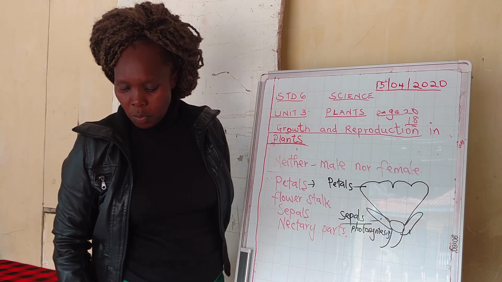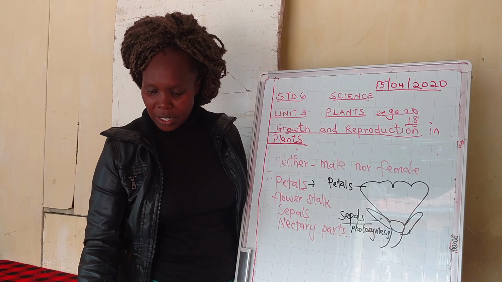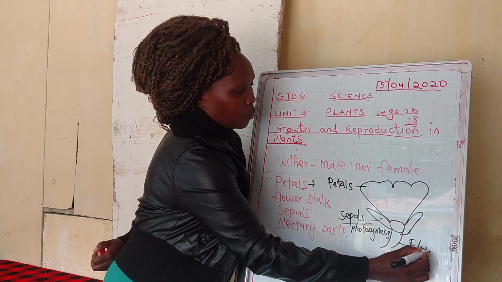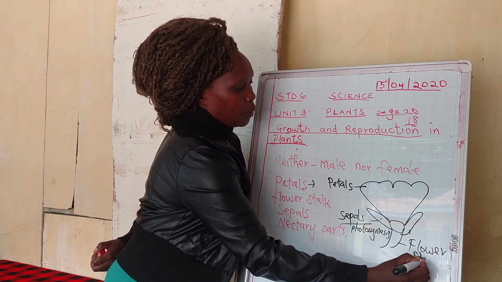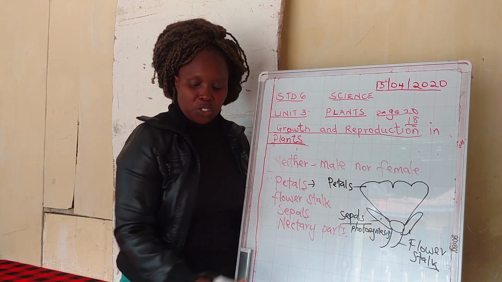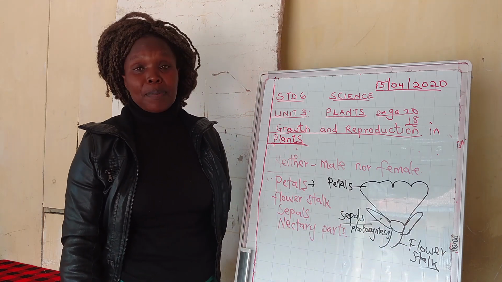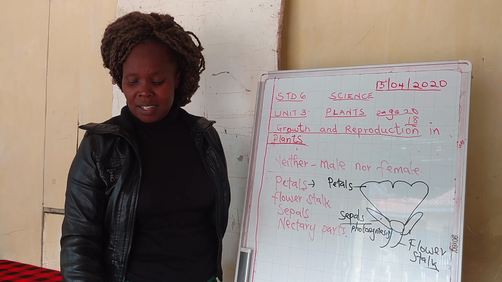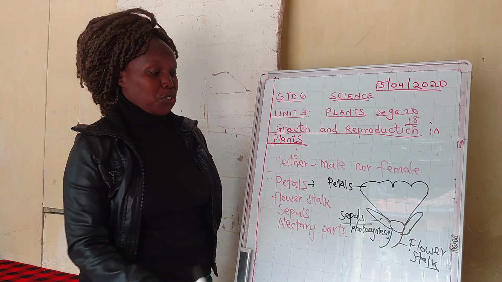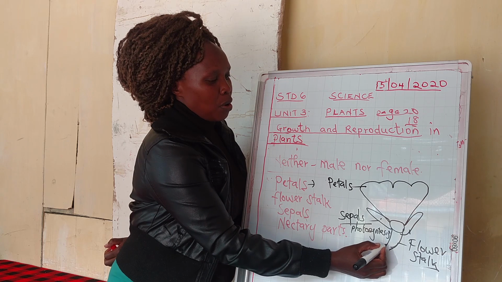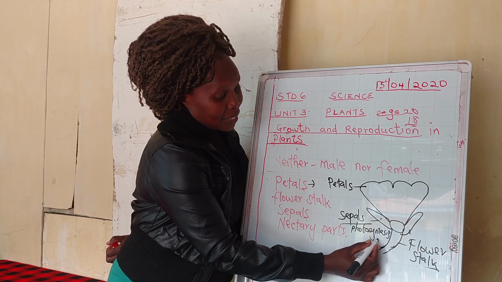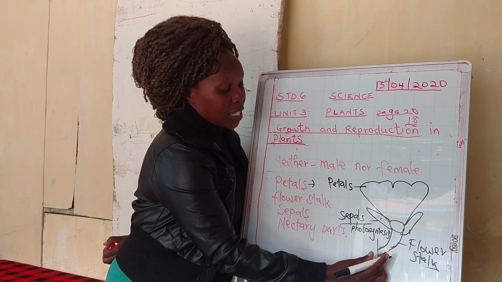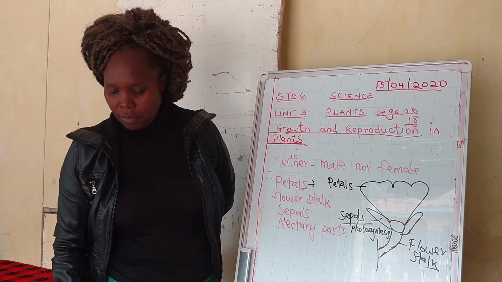Now, what about the flower stalk? The flower stalk is here. What is the function of the flower stalk? It is the part that attaches the flower to the plant. It holds the flower in position. It attaches itself either to the branches or to the stem.